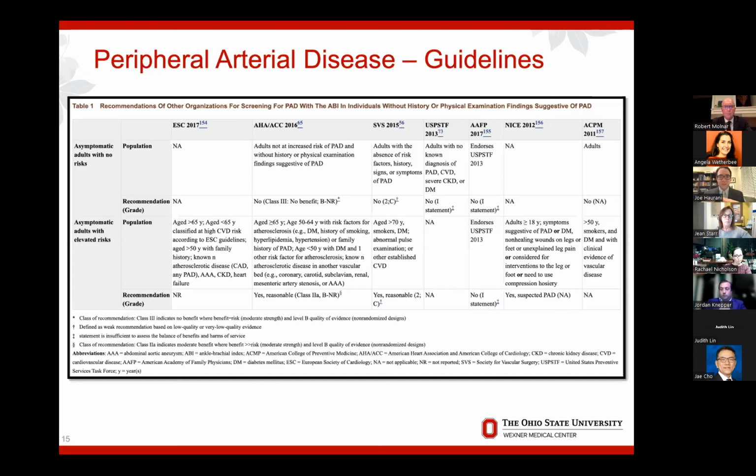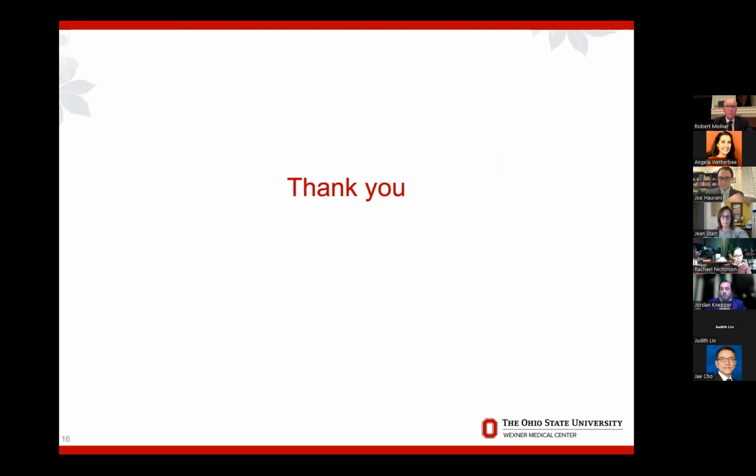Patients that are over 70 with risk factors, smoking, diabetes, abnormal pulse exam, or other established cardiovascular disease, MI, stroke, it's reasonable to screen in those patients. But the evidence there, again, it's 2C. So overall, we just don't have great consensus on universal screening for peripheral artery disease yet. And with that, I want to thank everyone for their time and attention, and stop my slideshow.